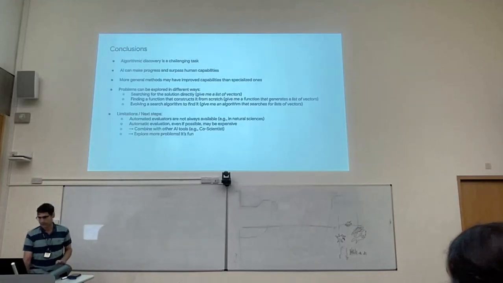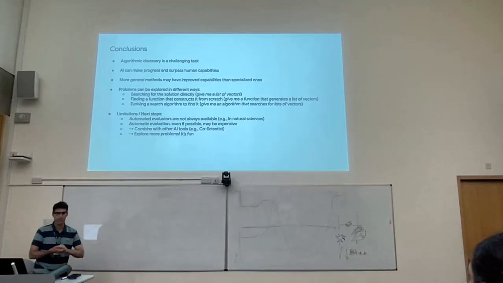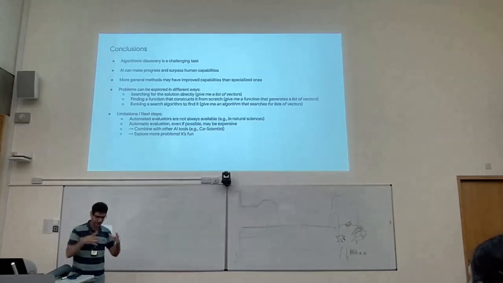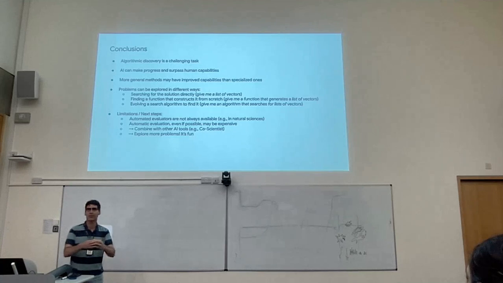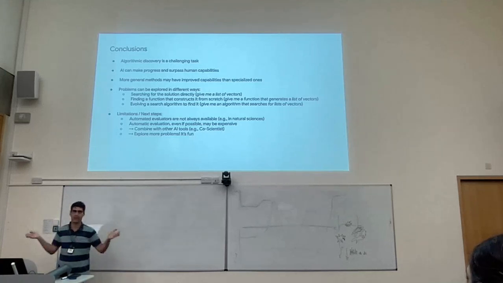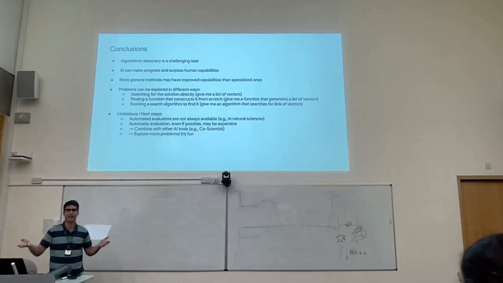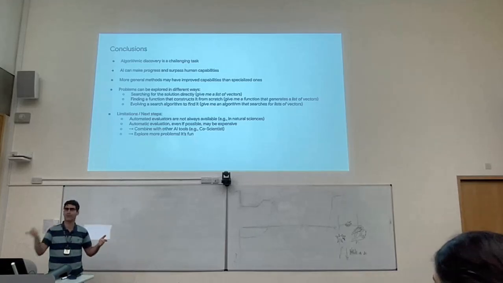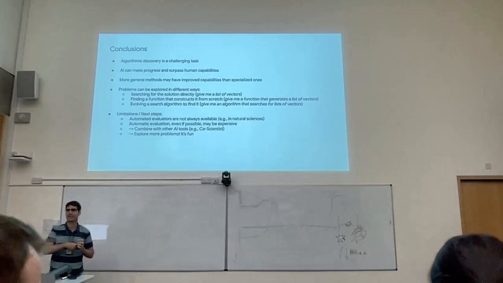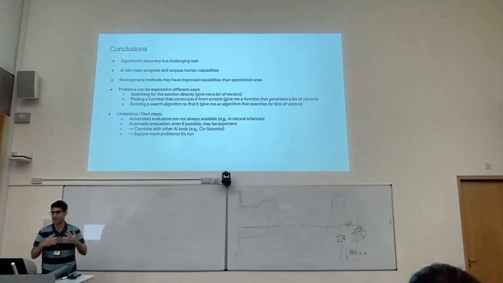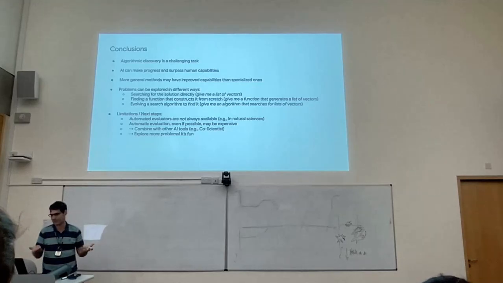Algorithmic discovery is a very challenging task, but we have shown a few examples in different domains where AI can make progress. Of course, things are still far from fully solved, and perhaps we need more general methods with different capabilities. One common theme in this talk is that we started with AlphaTensor, highly specialized for tensor decomposition, and moved to AlphaEvolve, which is more general. The results from AlphaEvolve can improve on those from AlphaTensor, which is kind of surprising, since a more general method can give better results than a specialized one.